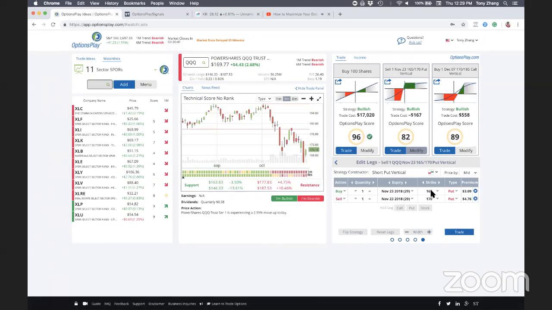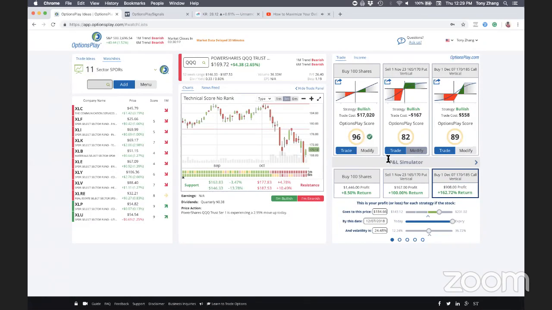If you actually look at the deltas on that put, I bet it's pretty close to selling a 50 delta put, which is, 170 is pretty much the at the money put because it's trading at 169.77. And I bet the 165 is roughly about a 25 delta. And that's really what's going to get me that golden ratio, which is 1/3 of the width that I want to collect in premium. So let's take a look at the P&L simulator.